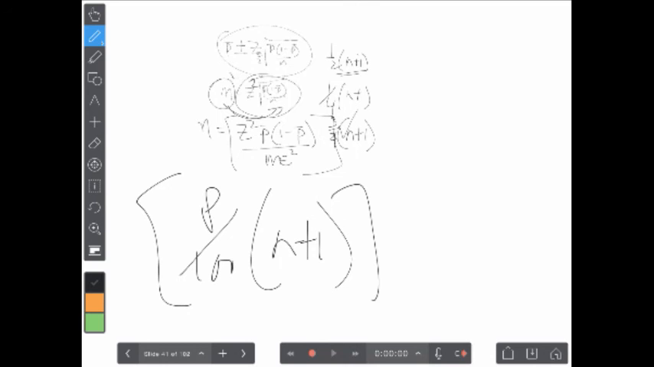I see a question from Catherine. Are the questions we've done so far similar to what will be on the test? I would say they're similar in that they cover exactly the same concepts. They're not the same questions with the numbers changed, but they cover the same concepts for sure.